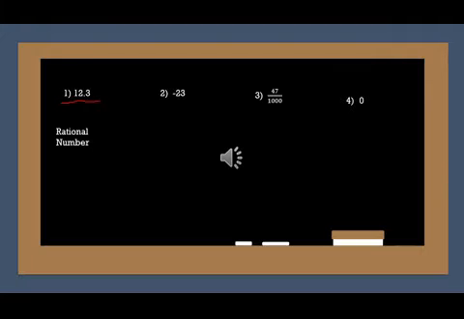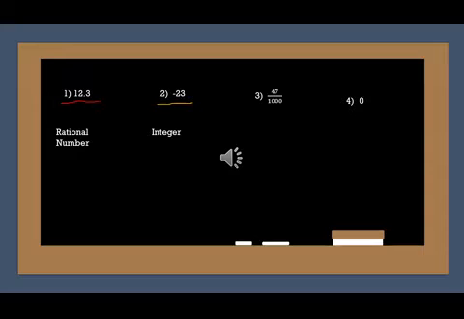Now, anybody tell me what negative 23 would be considered? Let's go with Jasmine. Jasmine, what would you consider negative 23? Would it be a whole number? No, not quite. Would you like to take another guess? An integer? That is correct. It would be an integer because it is a negative form of a whole number. So it cannot be a whole number because whole numbers are not able to be negative.